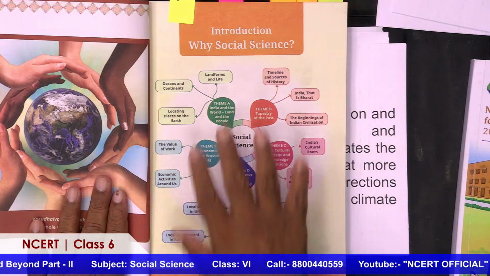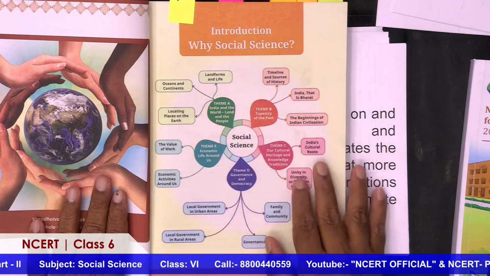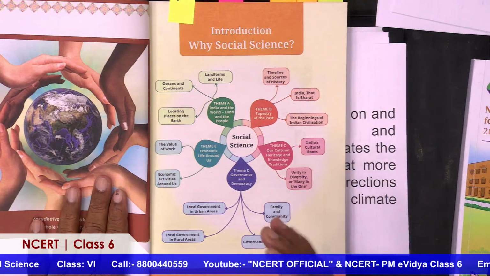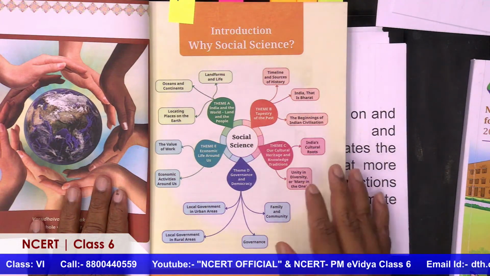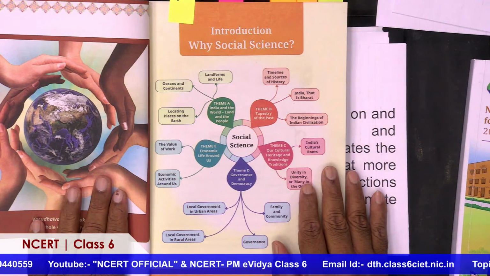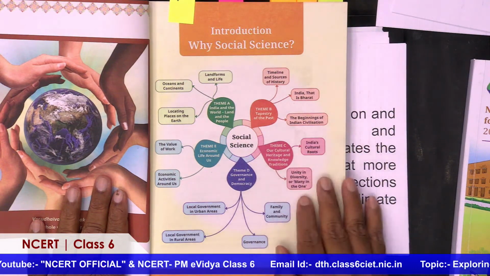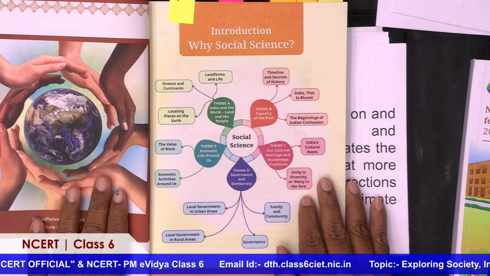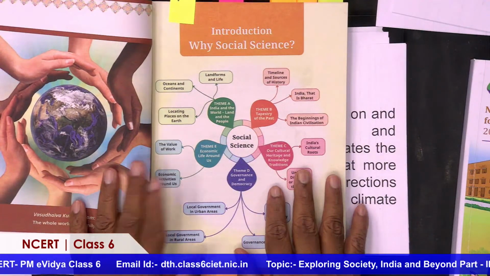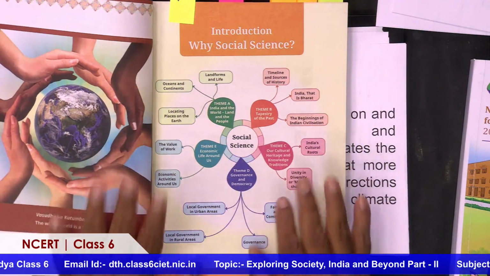So each theme has about 2 to 3 chapters, and these themes are called India and the world, land and the people, tapestry of the past, our cultural heritage and knowledge system, traditions, governance and democracy, economic life around us. So this is a brief introduction to this book.